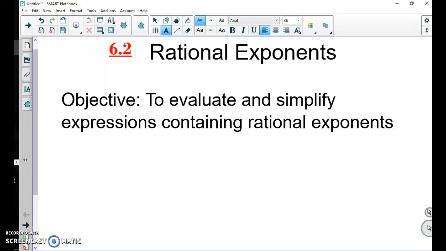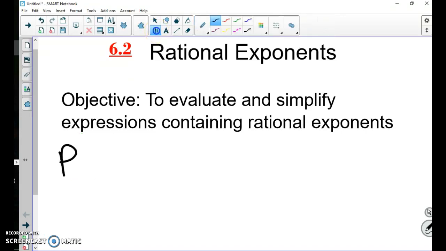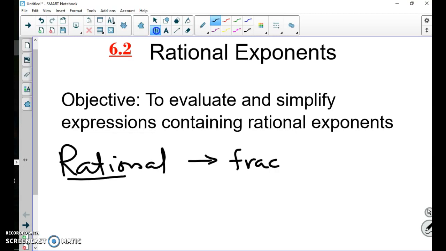Here we go on another fun adventure dealing with some exponents in Chapter 6. Today we're going to be looking at rational exponents. And we know that the word rational contains the root word ratio. And we know that ratio indicates we are dealing with a fraction form. So our exponents today will be in the form of a fraction, a over b.